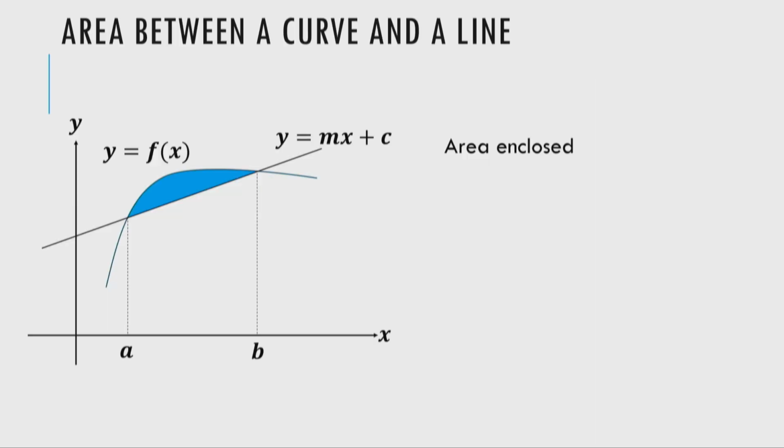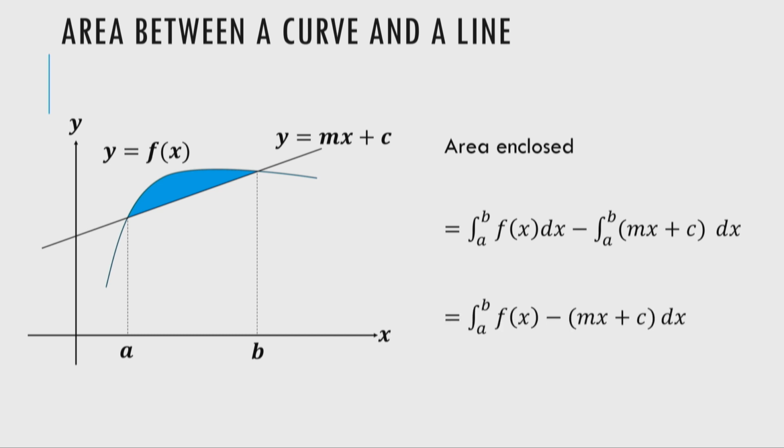Case 2. Area between a curve and a line. To find the area enclosed here, we are going to integrate f of x with respect to x from a to b minus integration of mx plus c with respect to x from a to b. Note that both integrations have the same limits, so we can group them together to get integration of f of x minus mx plus c with respect to x from limits a to b.